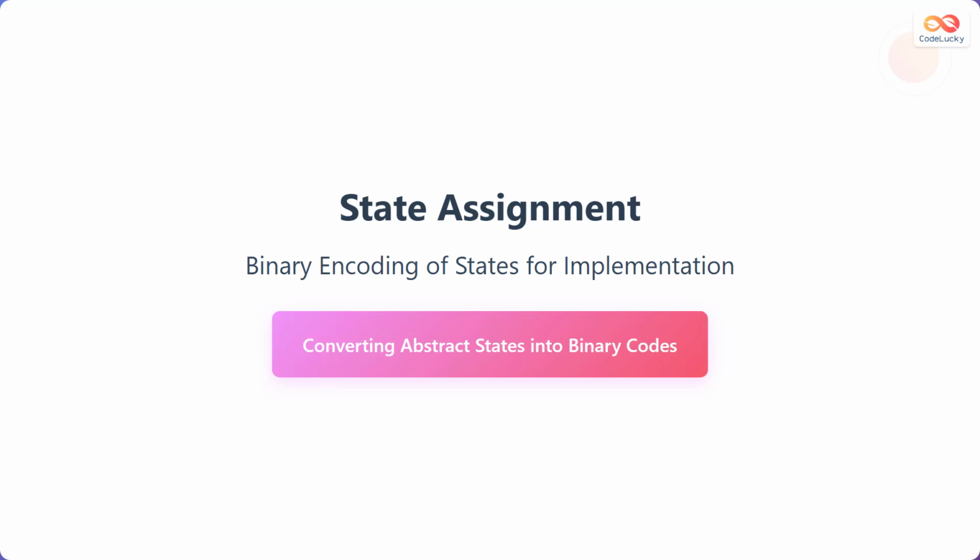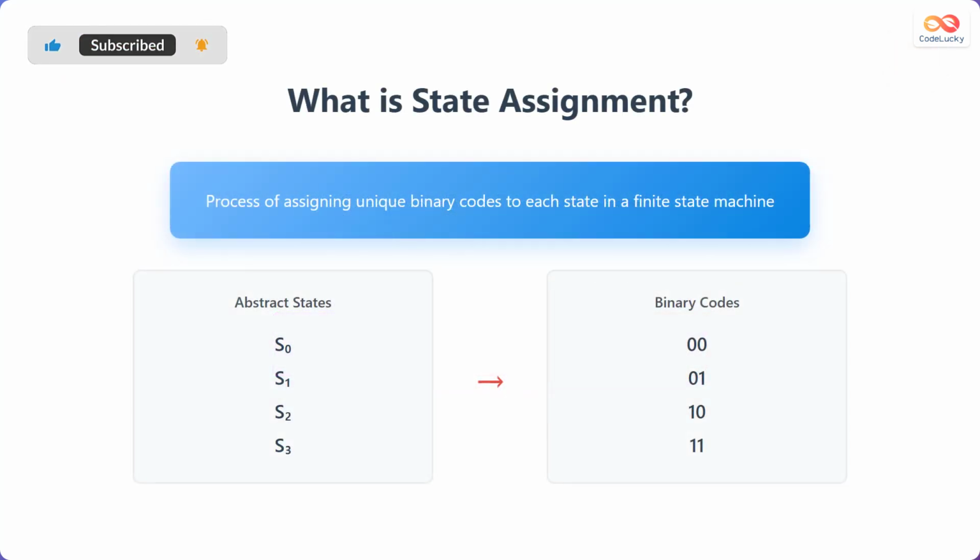Let's explore the world of state assignment, focusing on the binary encoding of states for implementation. We'll learn how to convert abstract states into binary codes. State assignment is the process of assigning unique binary codes to each state in a finite state machine. For example, imagine we have abstract states like S0, S1, S2, and S3. Through state assignment, we can convert these abstract states into binary codes such as 00, 01, 10, and 11.